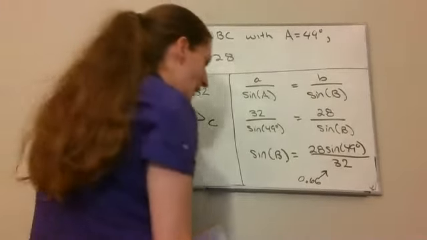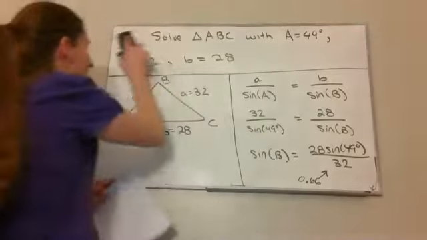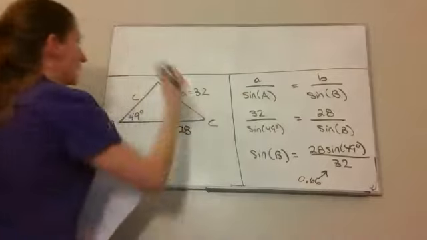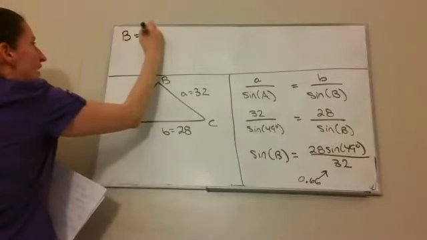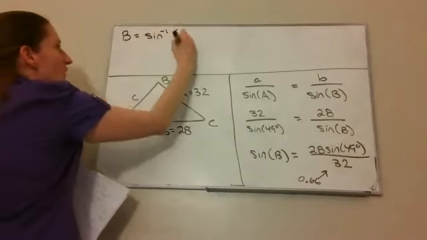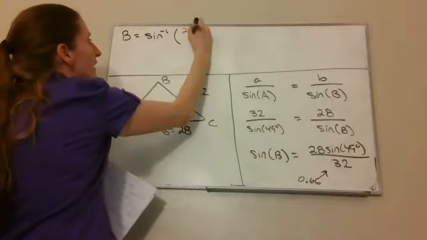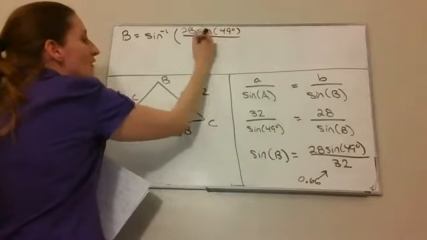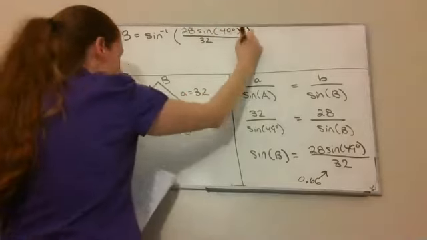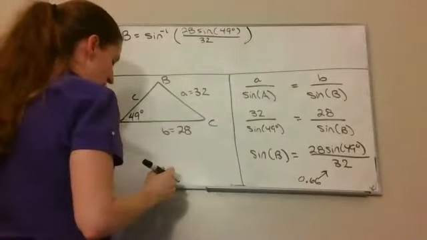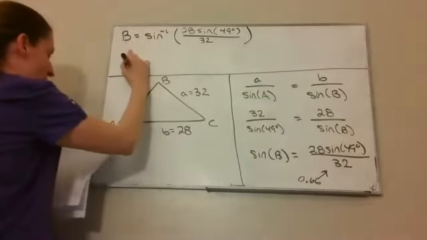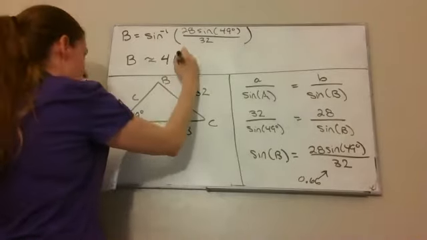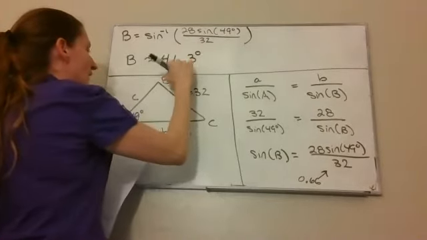To figure out what angle B is, we just need to do an inverse sine of that result. So angle B is equal to sine inverse of my 28 sine of 49 degrees over 32. Just type that directly into the calculator and you get that angle B is approximately 41.3 degrees.